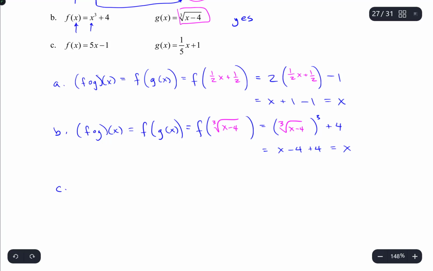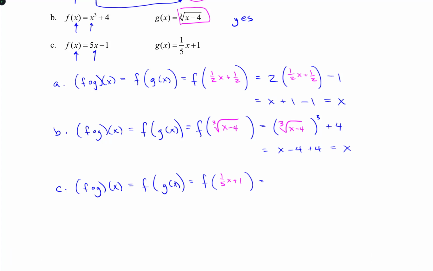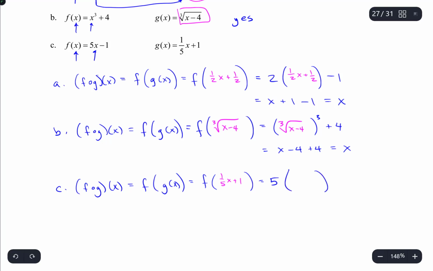Now in part C, let's see what happens there. F composed g of x is f evaluated at g of x, which is going to be f evaluated in this case at 1/5 x plus 1. So f being 5 times whatever we put in parentheses, so 5 times the thing we put in parentheses was 1/5 x plus 1, then minus 1.